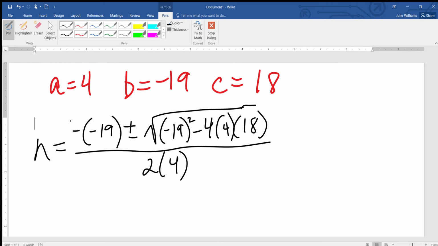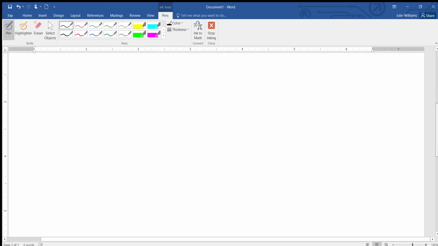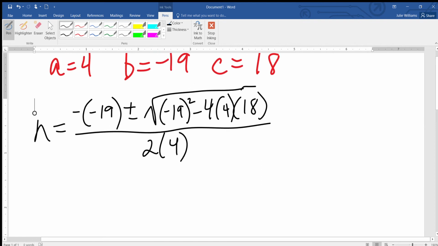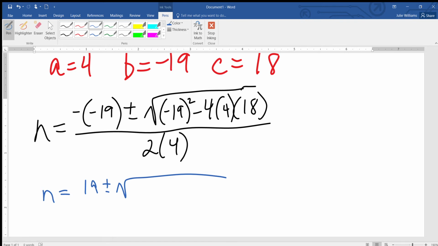Okay, so you could certainly use Desmos to help you to simplify here. I just have my handy dandy calculator ready to go, ready to help me out. Okay, so I have it all inserted, substituted, however you want to say it. So now what I'm going to do is a little bit of simplification. So my n, that's the variable that we used in this case, is equal to 19 plus or minus. I'm going to use my calculator for this because I don't know off the top of my head what 19 squared is. I will tell you now that it is 361.